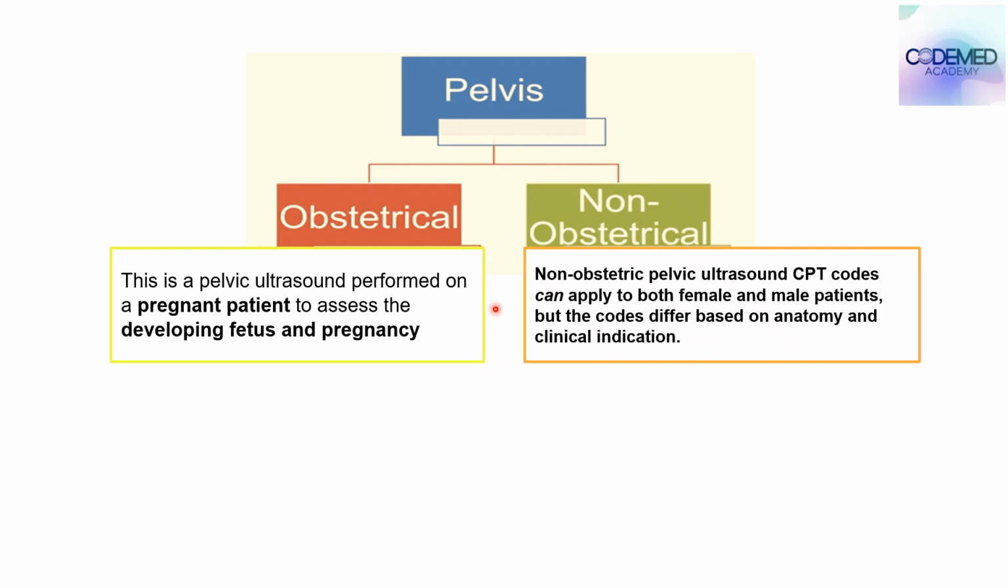But as far as the pelvis is concerned, we have two different categories, that is obstetrical and non-obstetrical. The non-obstetrical pelvic ultrasound can apply to both the female and the male patient, but the code differs based on the anatomy and clinical indication. Non-obstetrical means whenever there is no pregnancy, and that can apply to both male and female. While the obstetrical is performed in the pregnant patient to assess the developing fetus and the pregnancy.